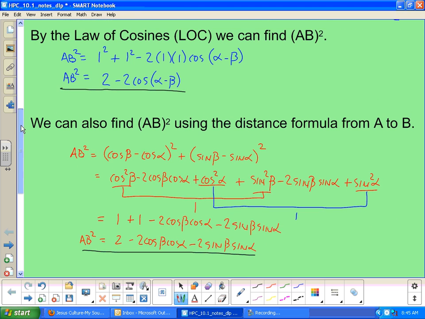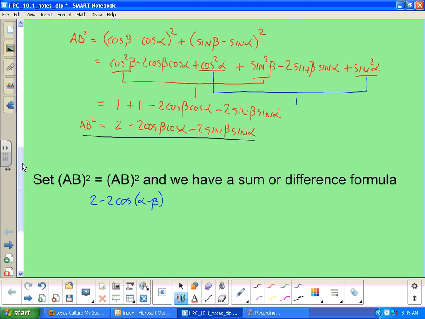There's the law of cosines setup. And then that's going to equal the distance formula, cosine beta cosine alpha, minus 2 sine beta sine alpha. And then let's see what we get here.